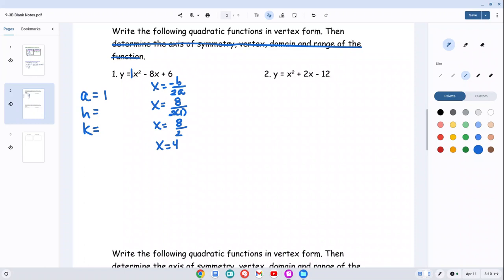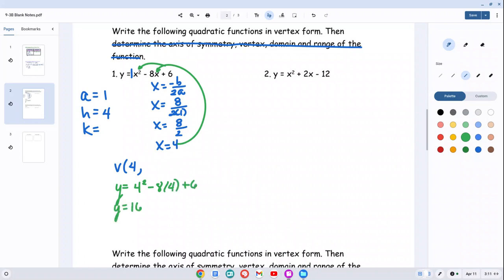So when I say x equals 4, I'm talking about in my vertex, the x coordinate, which is also h. They match, right? To find k, I need to plug that 4 into my equation. So I'm going to do that calculation right here. y equals 4 squared minus 8 times 4 plus 6. That means y equals 16 minus 32 plus 6. My y value then, 16 take away 32 is negative 16, plus 6 is negative 10.